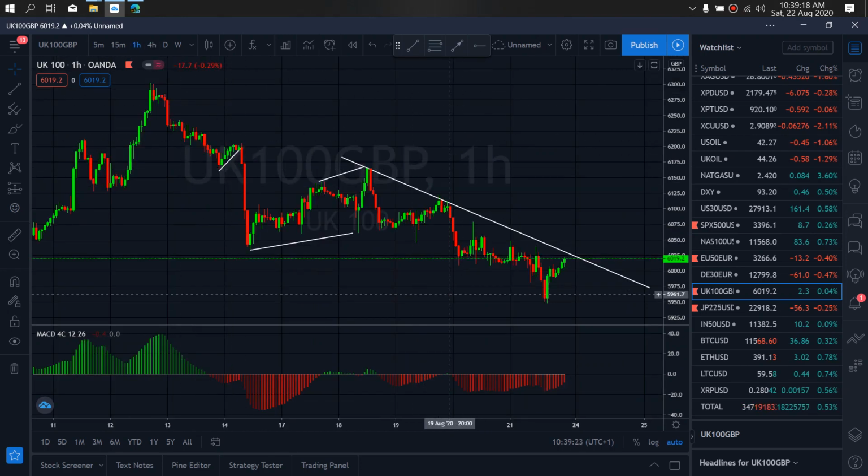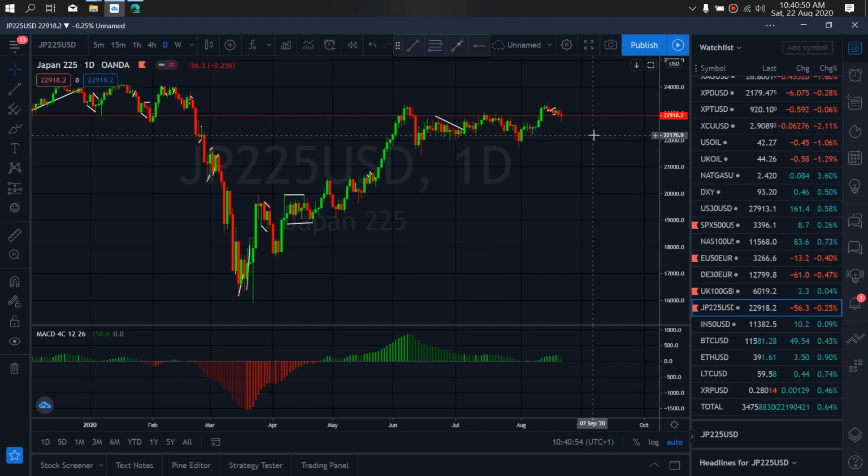On the 1-hour time frame, we want to watch out for that. The sells here were sluggish. We want to see a confirmatory sell, something like this.